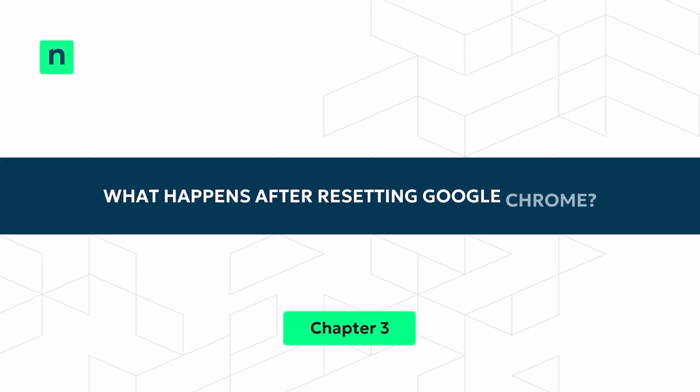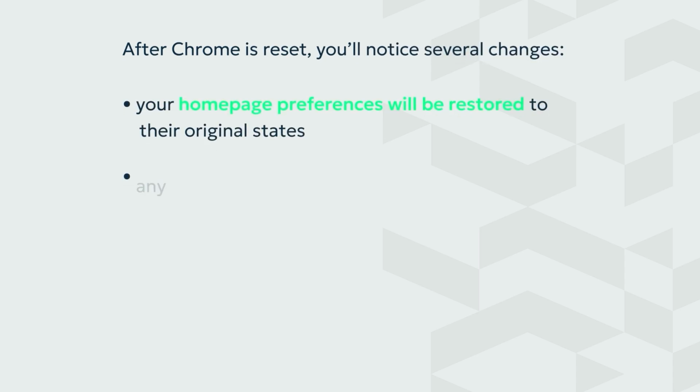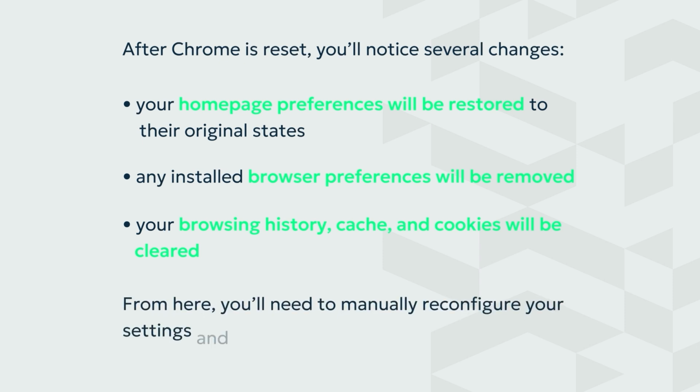What happens after resetting Google Chrome? After Chrome is reset, you'll notice several changes. Your homepage preferences will be restored to their original states, any installed browser preferences will be removed, and your browsing history, cache, and cookies will be cleared. From here, you'll need to manually reconfigure your settings and reinstall your preferred extensions.